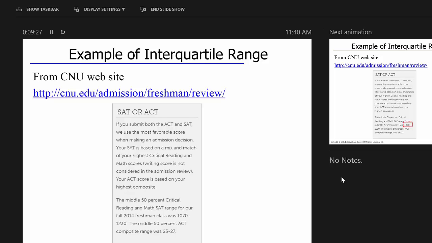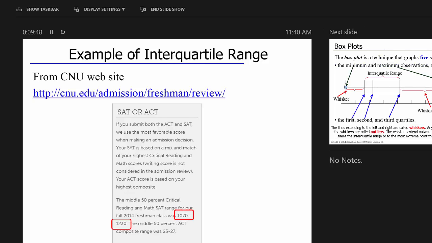That is something that I found yesterday actually on the CNU website. Okay, admissions for freshmen, SAT or ACT. So it's basically information about admission standards and criteria for CNU for incoming freshmen, potential freshman students, right? Yep, note these 2 numbers right there, okay?